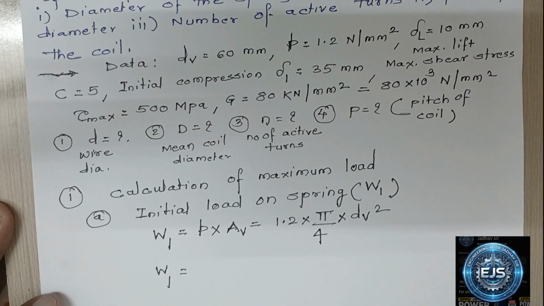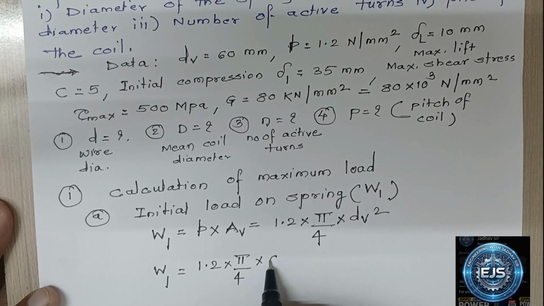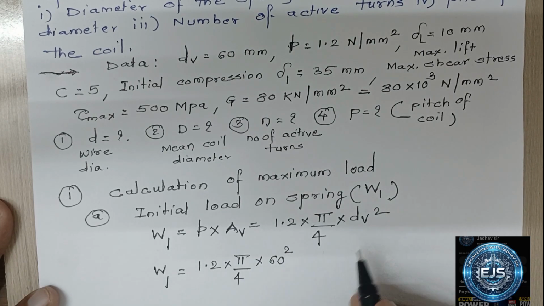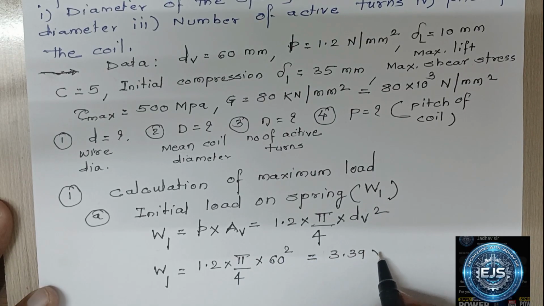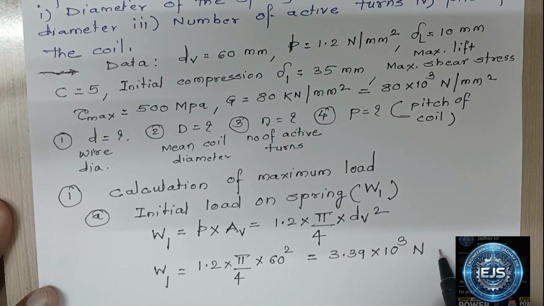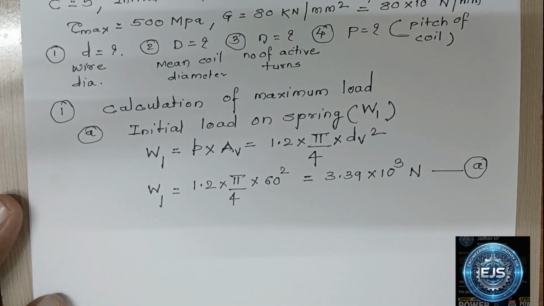Diameter of the wall is given in the problem, that is 60 mm. So the initial load on a spring is calculated as pressure into area, 1.2 into pi by 4 into d square, d is 60 mm, so 60 square. So from this we get the initial load on a spring. This value is 3.39 into 10 to the power 3 Newton. So this we get the initial load. We'll mark it as equation A.